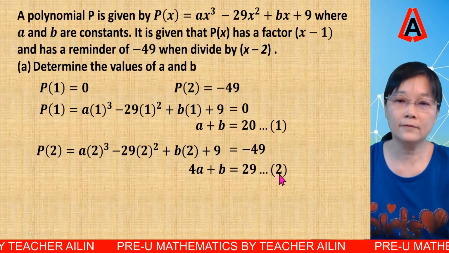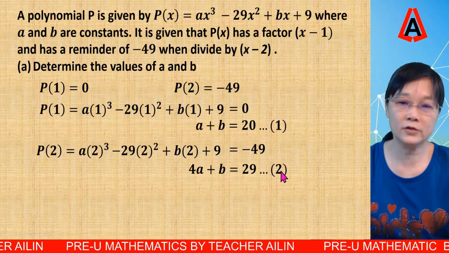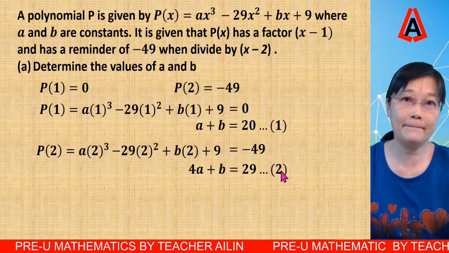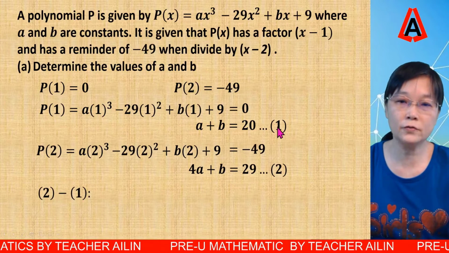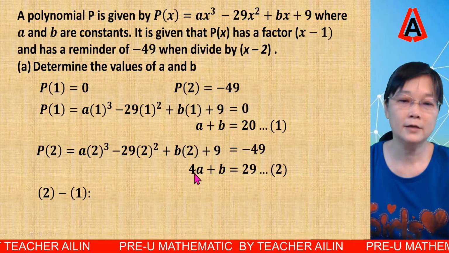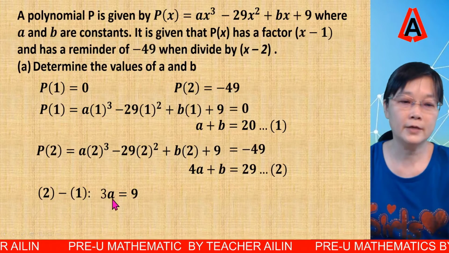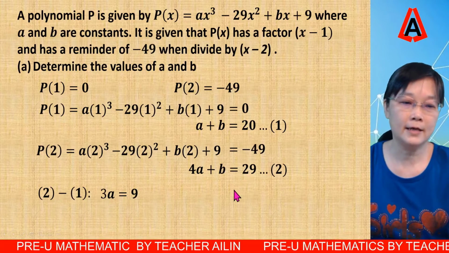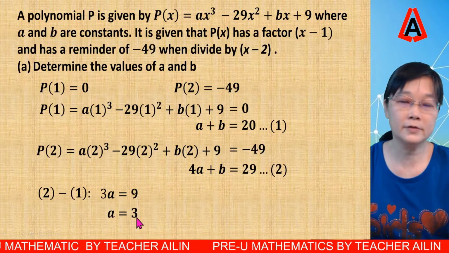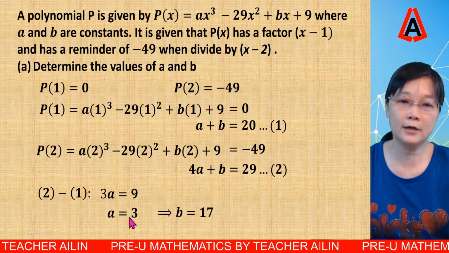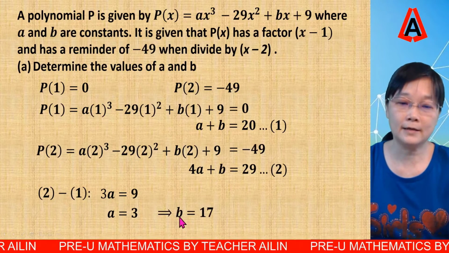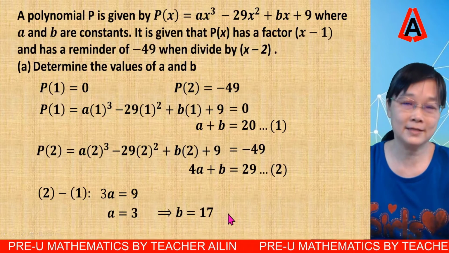So now I can do the simultaneous equations to find the values of a and b. Okay, so I use equation 2 minus equation 1. So I get 3a equals 9 and I get a equals 3. So when I substitute a equals 3 into equation 1, then I get b equals 17.